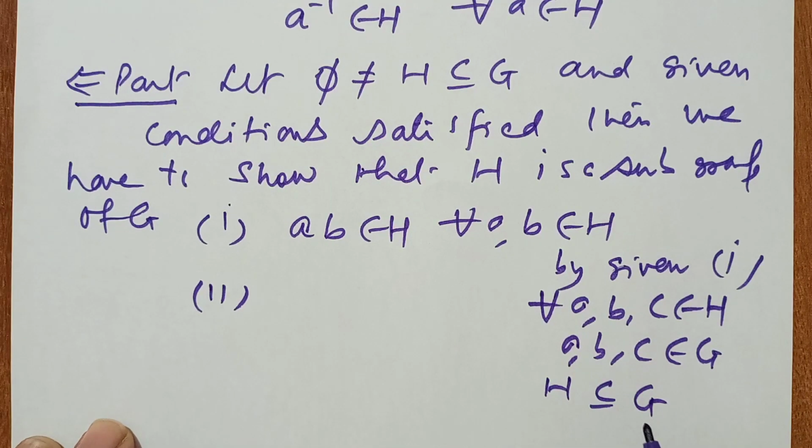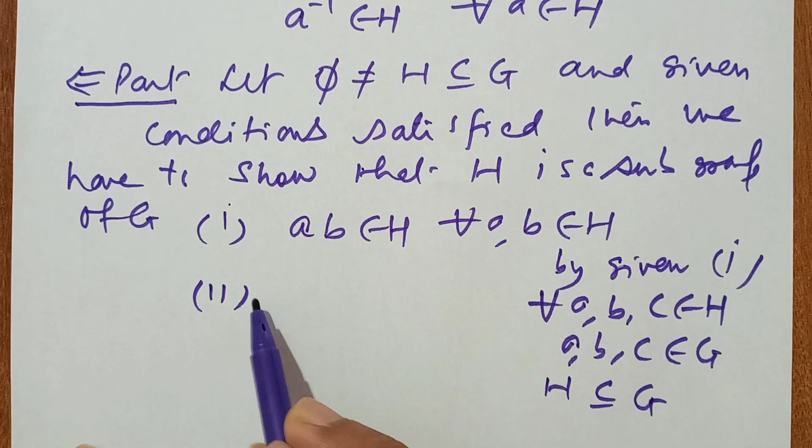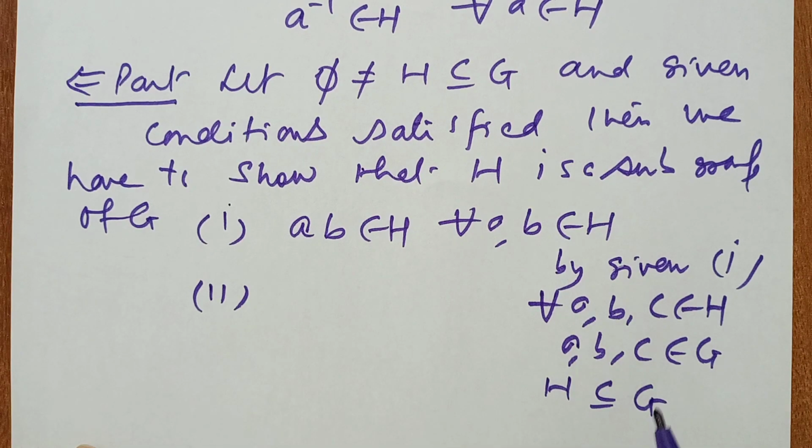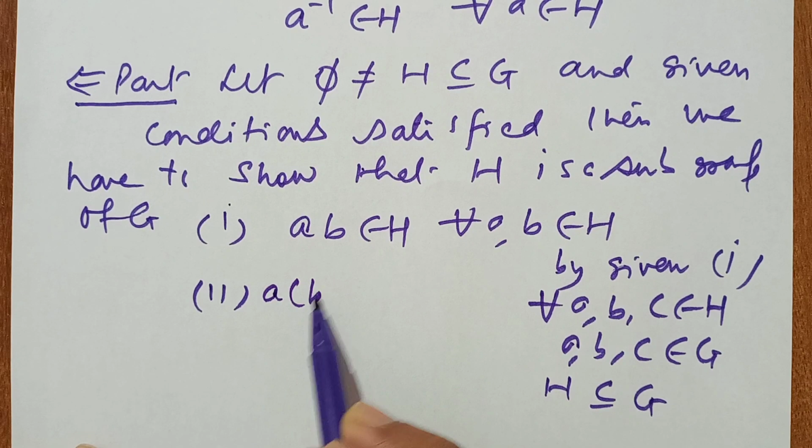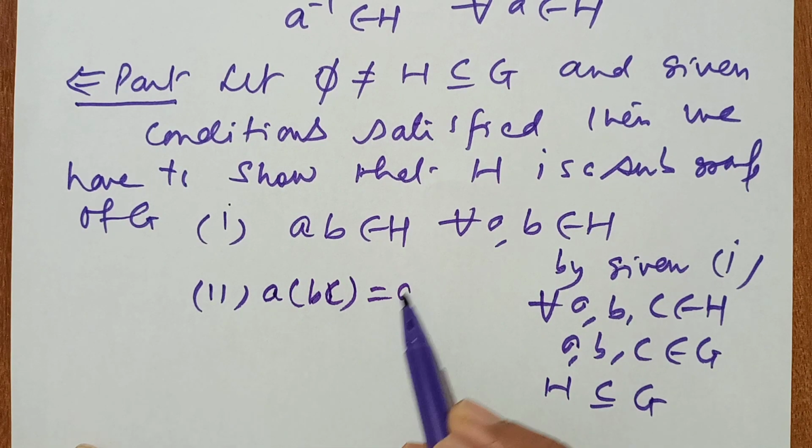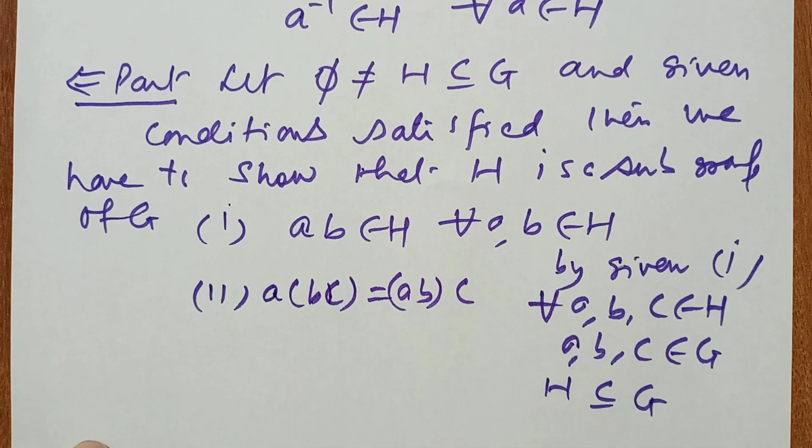Okay, so since G is a group, it means all elements of G are associative. Therefore, all elements of H are also associative. It means this condition is satisfied very easily. We only write: since H is a subset of G, therefore the associative property is satisfied.